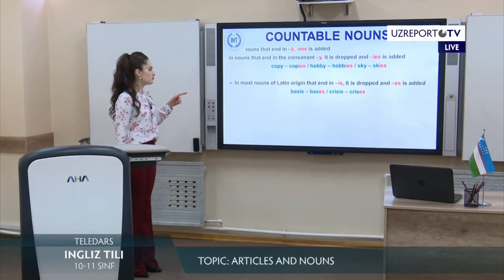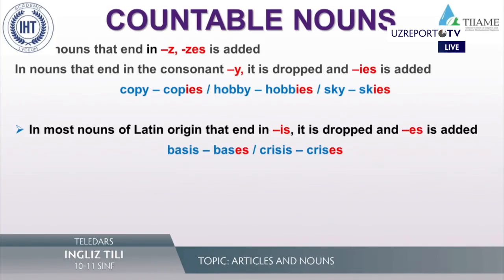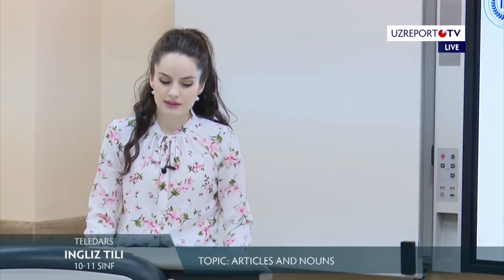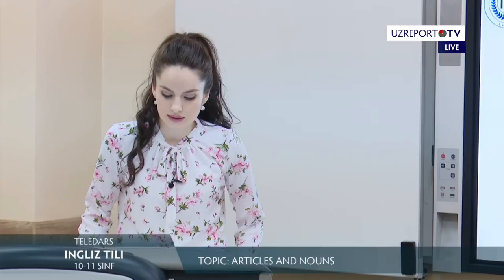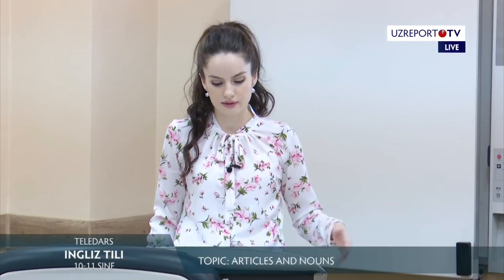In most nouns of Latin origin, is is dropped and changed to es. Look, basis, bases. So here you may see how we should change. Okay, the next one is nouns that end with f or fe. We have the ending ves. Why? Also the same situation, in order to simplify our speech during the pronunciation. Shelf, shelves. Leaf, leaves. It's better to pronounce when we change this sound to a similar but another.